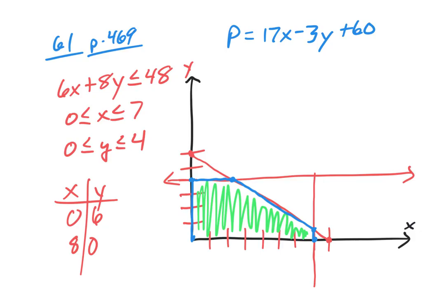So this one down here is going to be 1, 2, 3, 4, 5, 6, 7. Okay, it crosses the x-axis at 7. So we have 7, 0. We have 0, 0. We have 0, 4.